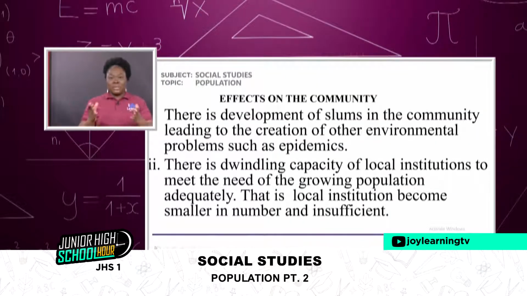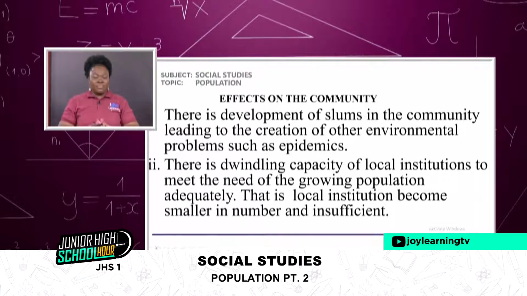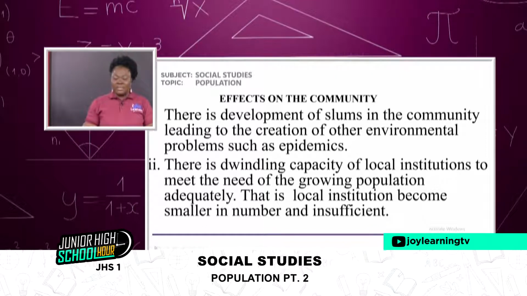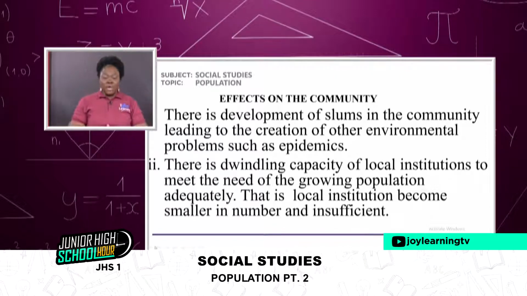Now let's look at the effects. So the first one was effect of population. Now we are looking at the effect of population on the community in which you find yourself, where you stay, and then your environs. There is development of slum in the community, leading to creation of other environmental problems such as epidemics. Yes, when people are in a place where they are crowded, when there's an outbreak, it affects everybody very fast. Are you okay with that? Right. So that's the first effect. It develops what? Slums.